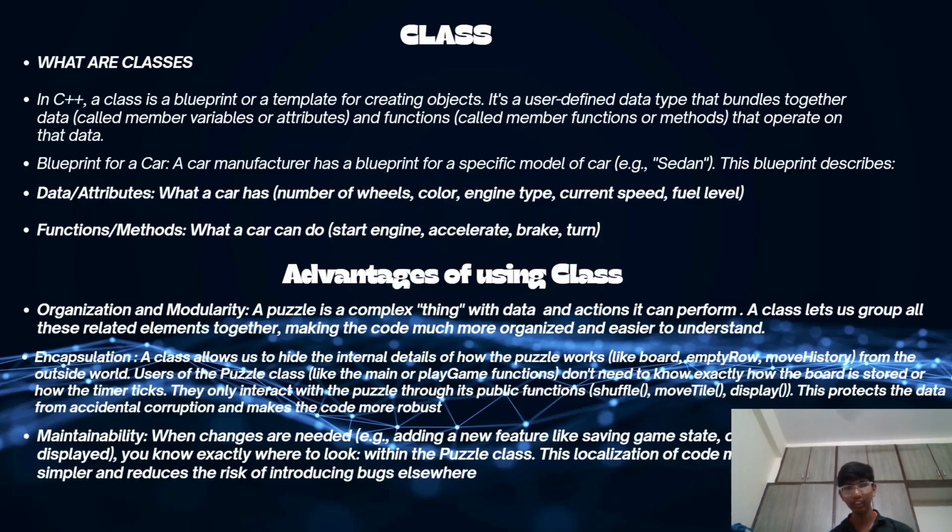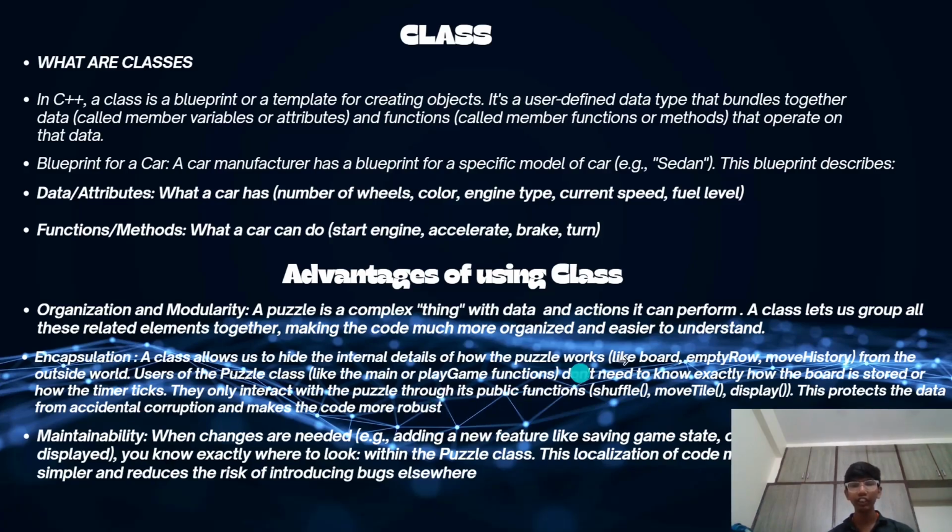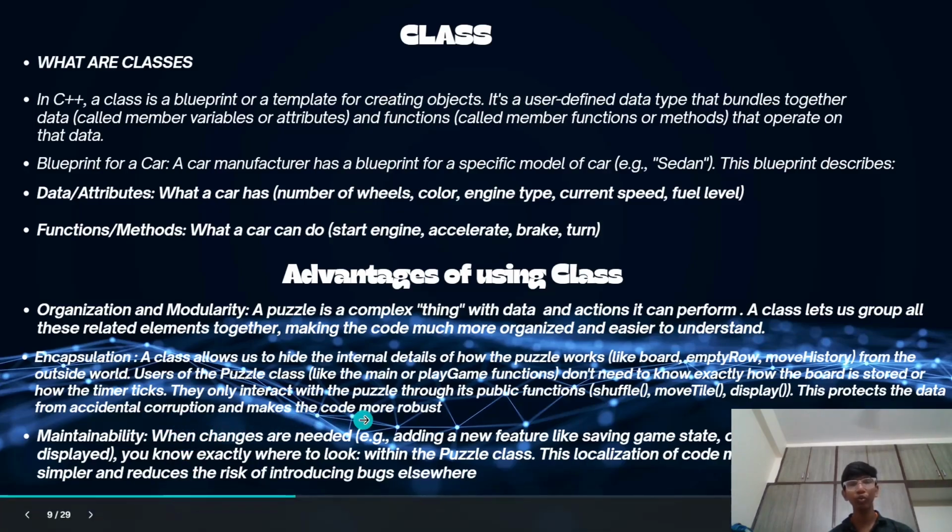So we are using the classes, and another advantage is encapsulation. Encapsulation allows the class to hide the internal details, like how the puzzle works, the board, empty row and move history, from the outside world, like the main function. The main function can only call these functions. It doesn't know how the functions operate and what they do. It only gives the input and calls the functions, so these variables cannot be changed directly in the main function. This protects the data from accidental corruption and makes the code more robust.